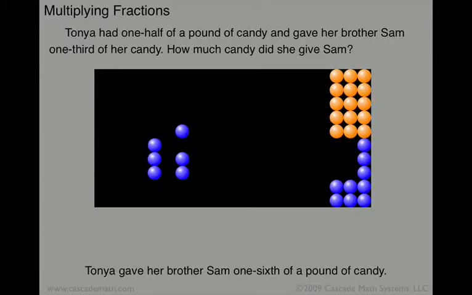When we made our rectangle to represent a pound of candy, we said that each ball was equal to 1/6 of a pound. Since Sam's candy is represented by 1 ball, it means that he was given 1/6 of a pound of candy. 1/3 of 1/2 equals 1/6. Tonya gave her brother Sam 1/6 of a pound of candy.